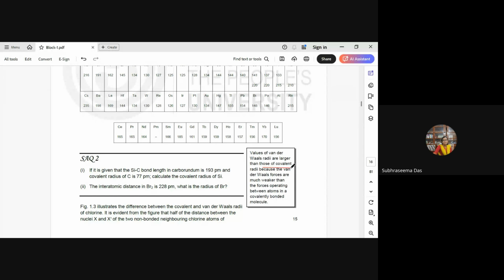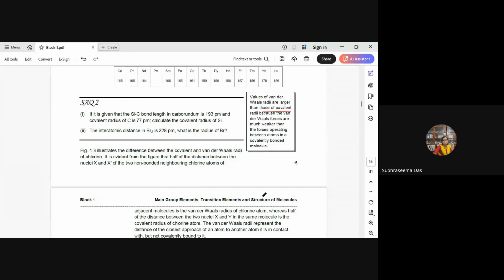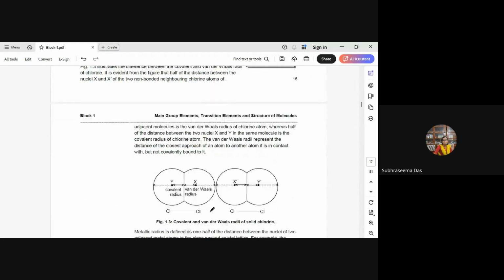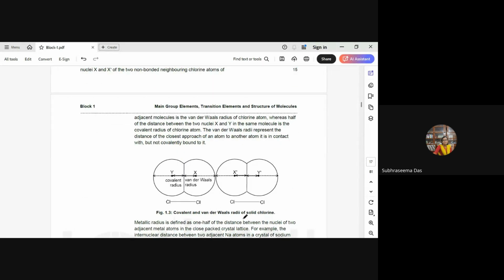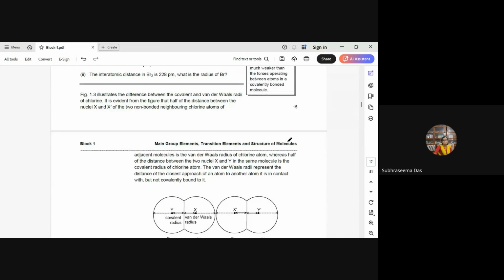Why is the van der Waals radius much larger than the covalent radius? It is because van der Waals forces are very weak in nature, much weaker than the forces that operate within the atoms in a covalently bonded molecule. Since they are very weak, the forces of interaction operate over large distances, and that is why the values are large. In figure 1.3, the covalent and van der Waals radius of solid chlorine has been shown to you.